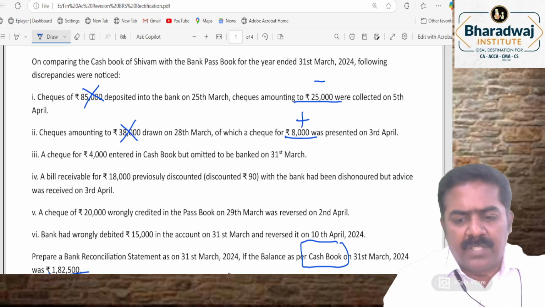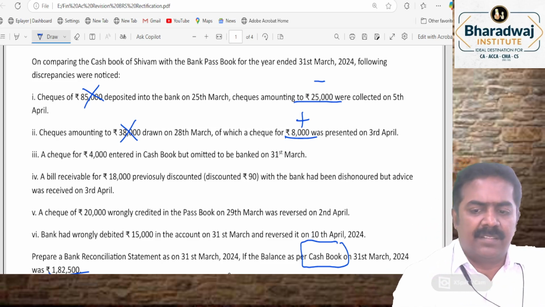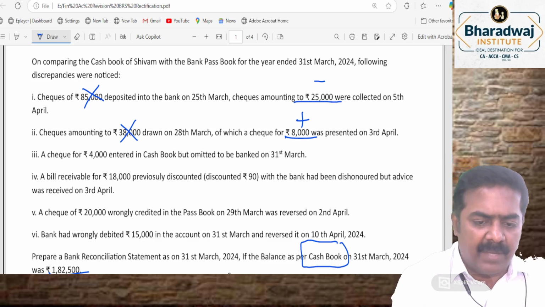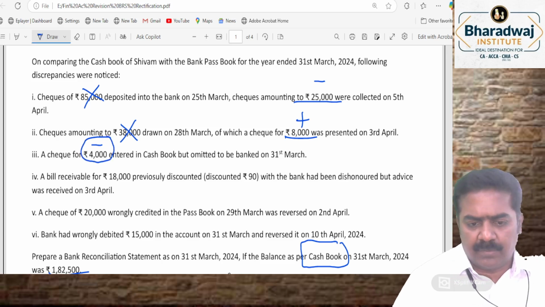A check 4,000 entered in cash book means we have added in the cash book but not deposited. We have added, bank has not added. So what to do? Minus 4,000.